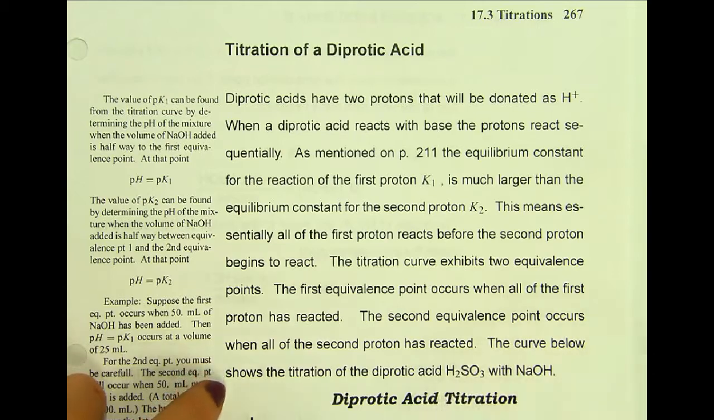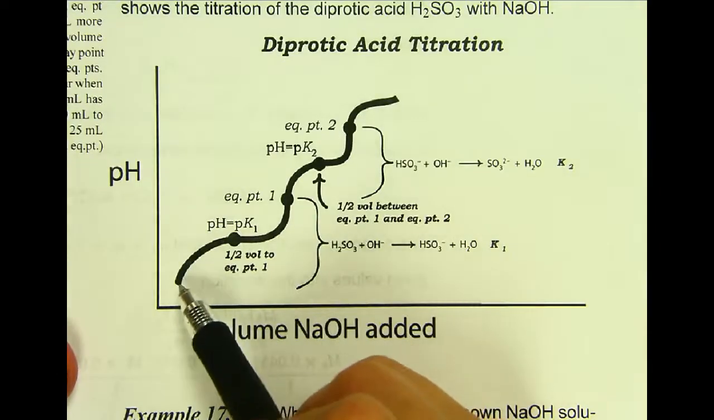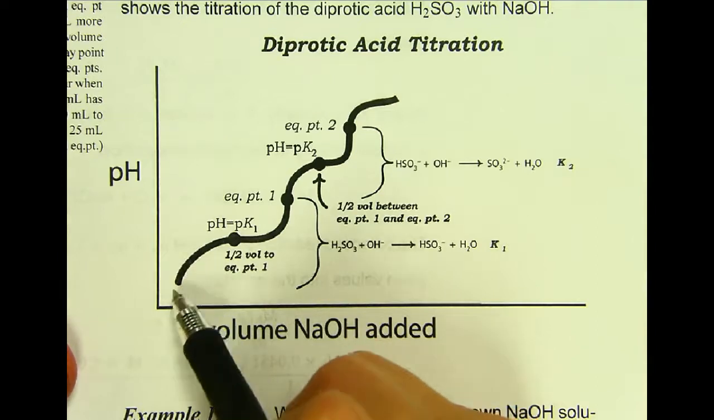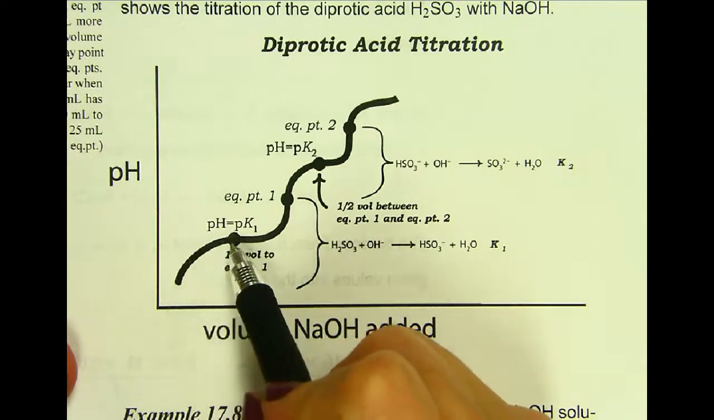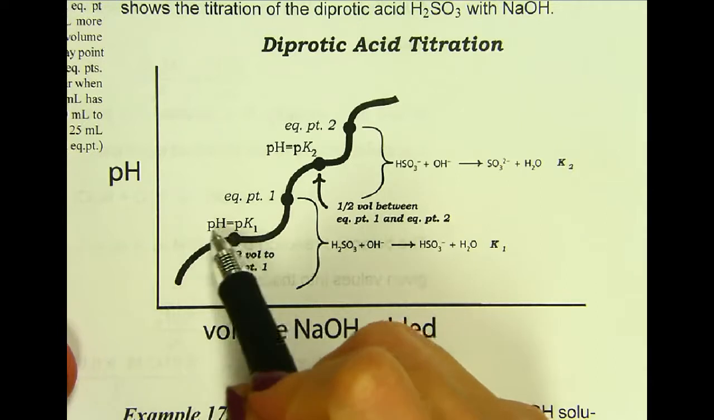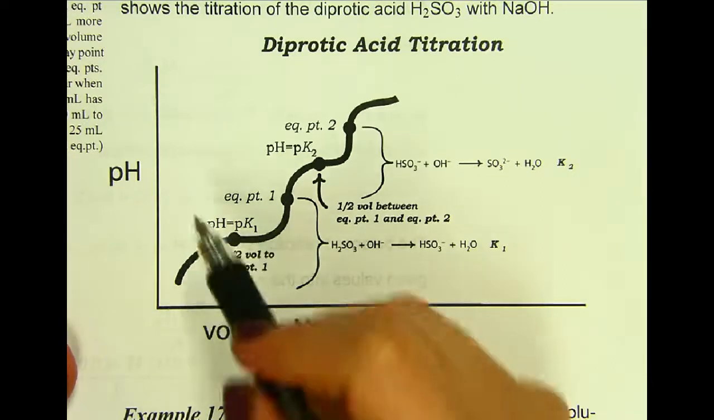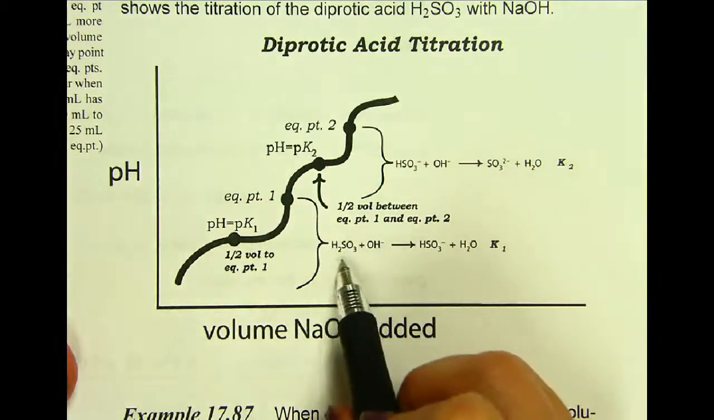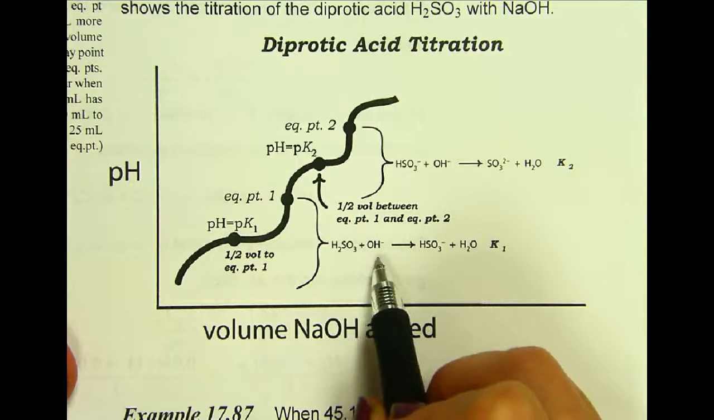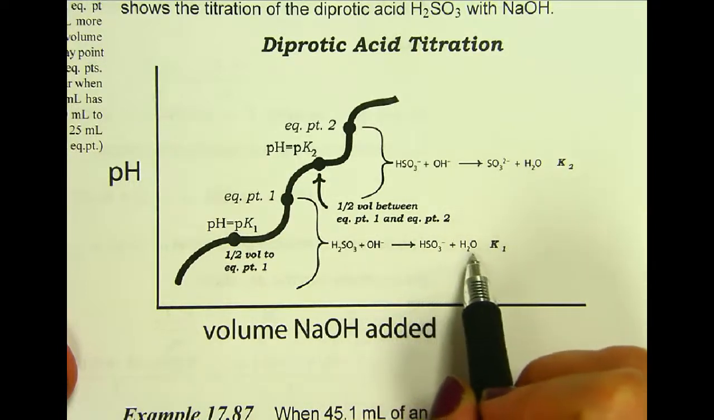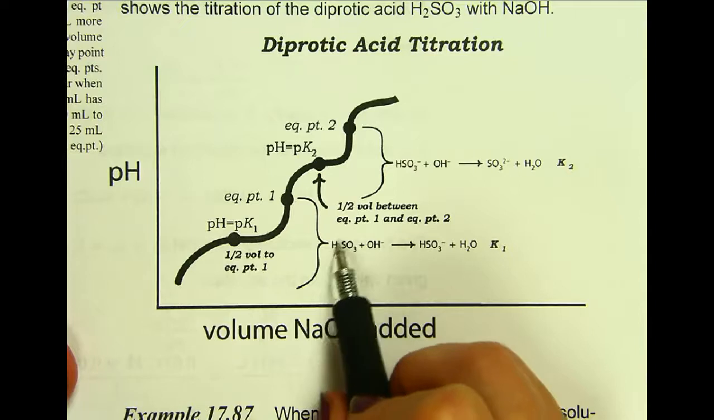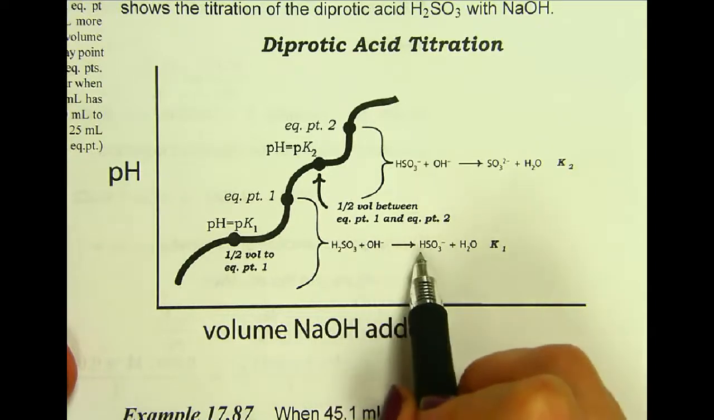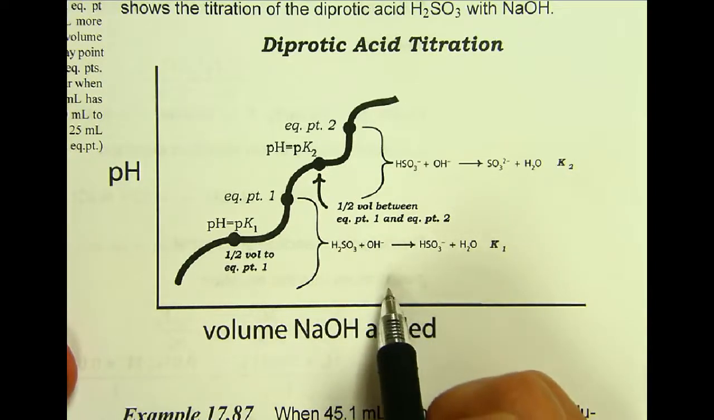The curve below shows the titration of the diprotic acid H2SO3 with sodium hydroxide. So here is the ionization of the first hydrogen, and this would be the halfway point, where the pH equals the pK1. Then here's the first equivalence point, where H2SO3 and hydroxide yields HSO3 negative and H2O. So only the first hydrogen transfers over to the hydroxide to give us HSO3 negative and water.